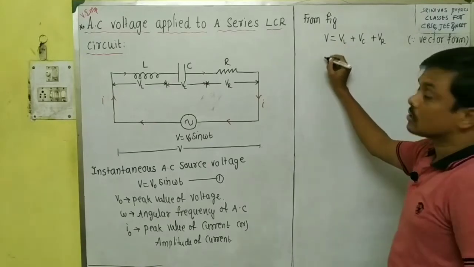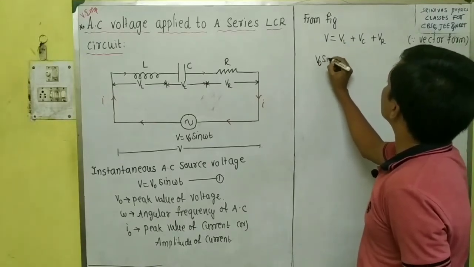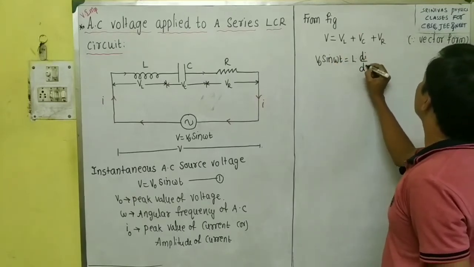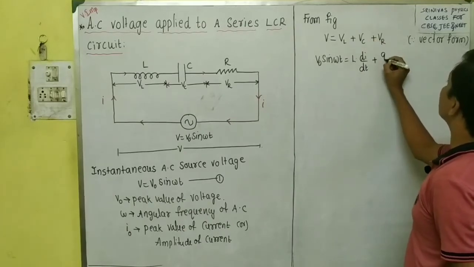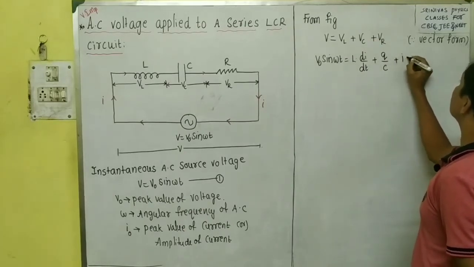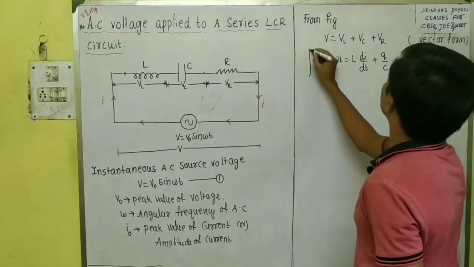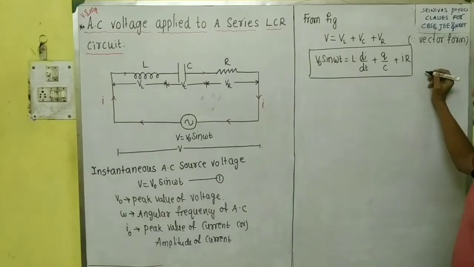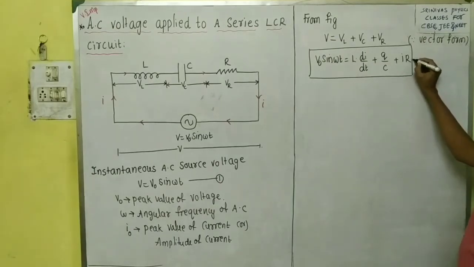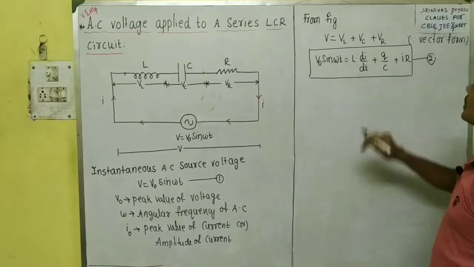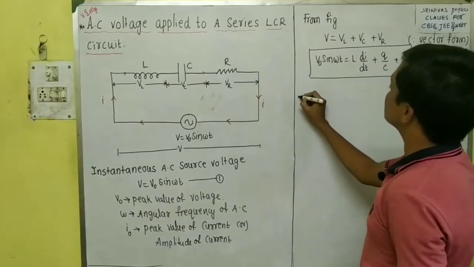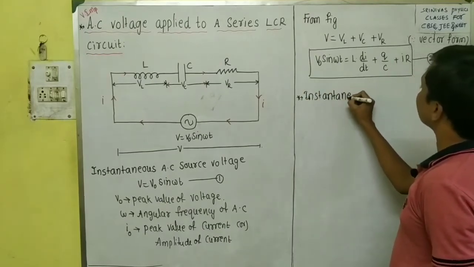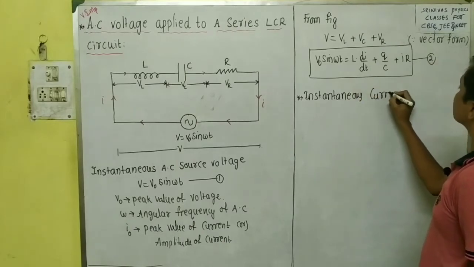Now V is equal to V naught sin omega t. This we write as the voltage across the inductance, L di by dt, plus the voltage across the capacitance, Q by C, plus the voltage across the resistance, IR. This is the equation for the LCR circuit. Everywhere we are finding the instantaneous current equation. This is a differential equation, and if we solve it, we get the instantaneous current.